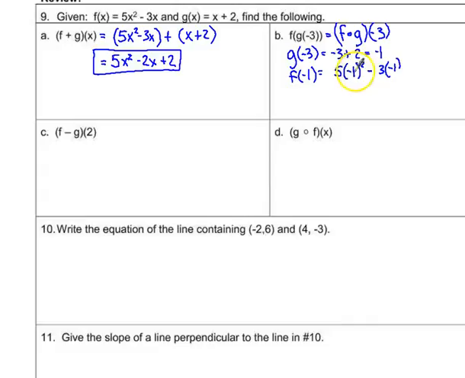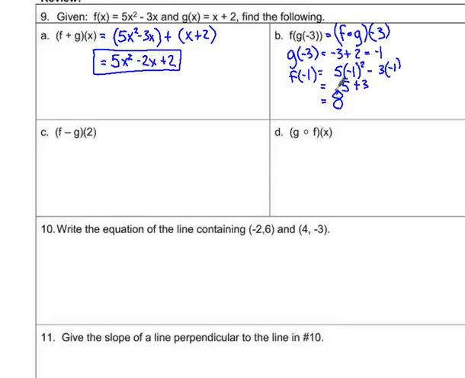5 times negative 1 squared, that's 5. Minus a negative 3 is the same thing as adding 3. So the whole composite function, the value is equal to 8. All right. Moving on to 9c.